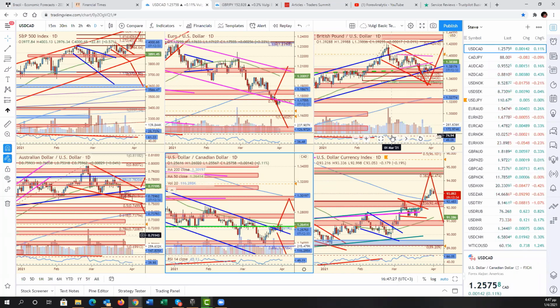I'm not saying we can't extend higher. We can, but as I said, it's going to be very slow and painful if equities just don't want to give up and correct lower. So yeah, not an easy market to trade.